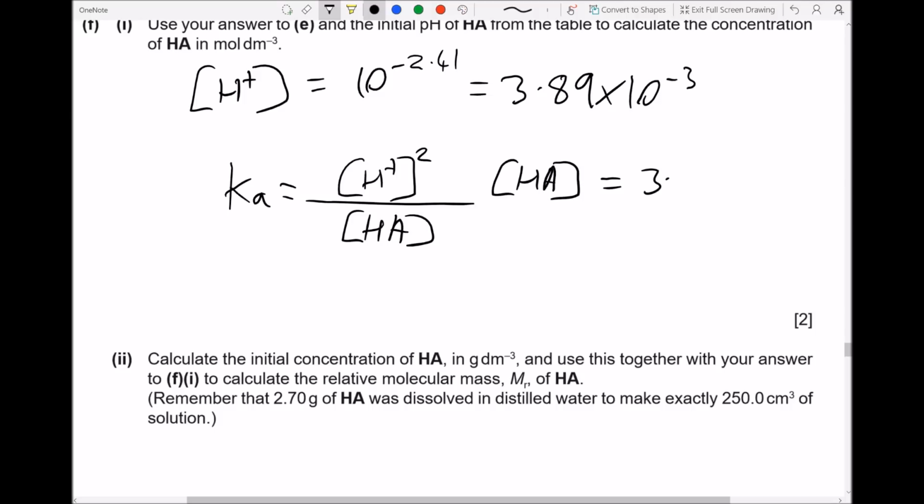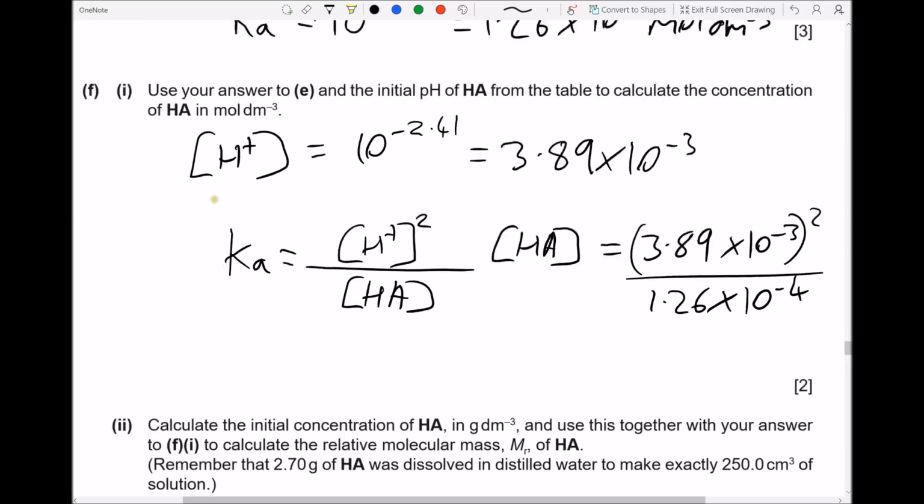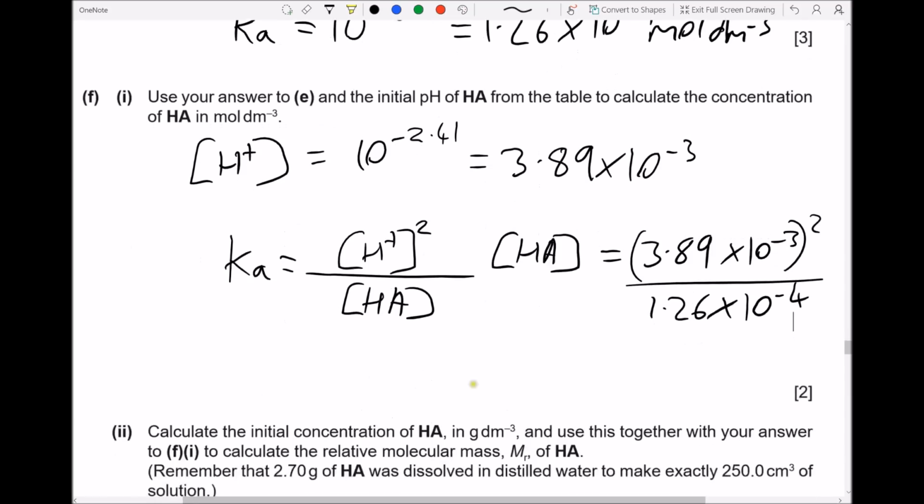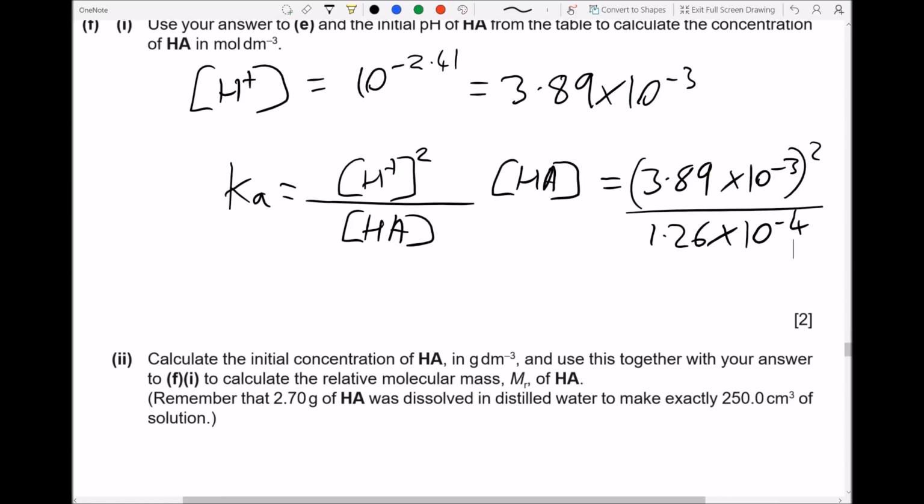So let's put that in there. That's 3.89 times 10 to the minus 3, all of that is going to be squared. Don't forget the squared bit. I'm going to use my number, but you would use your number here for Ka in the bottom there. I got 1.26 times 10 to the minus 4, but you put your number in there. So your answer might be slightly different from this. As long as you followed this method, you should be alright. Concentration of HA.